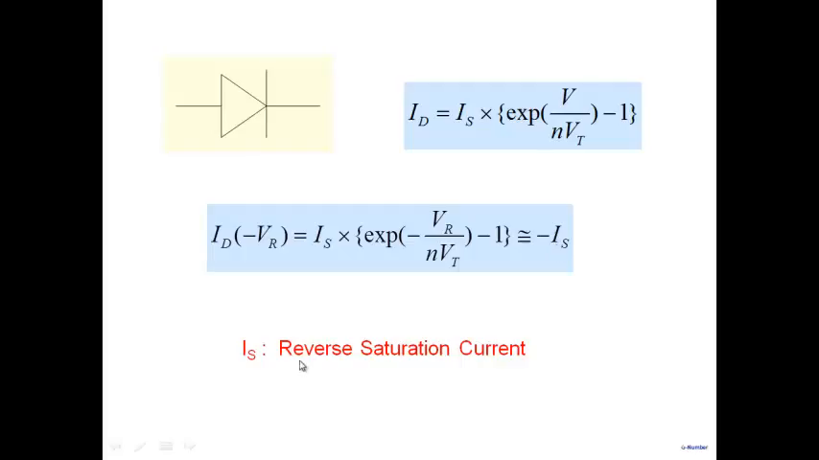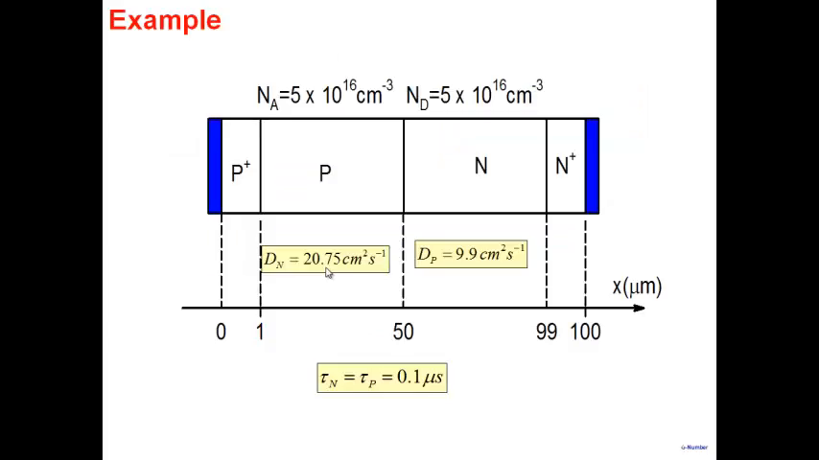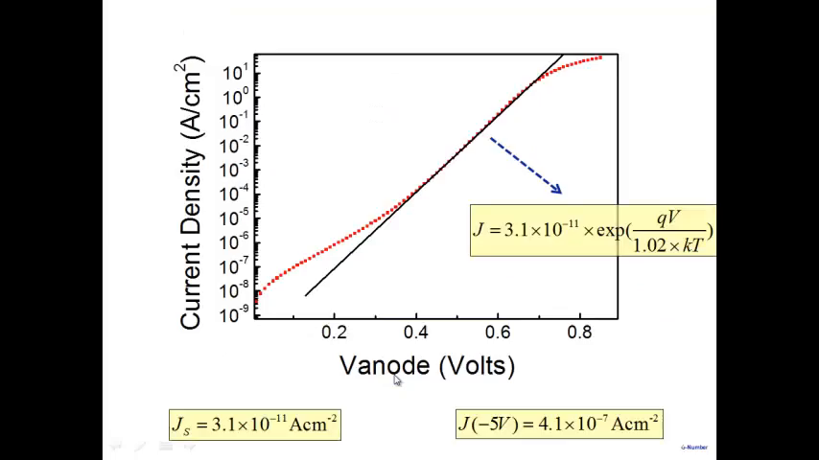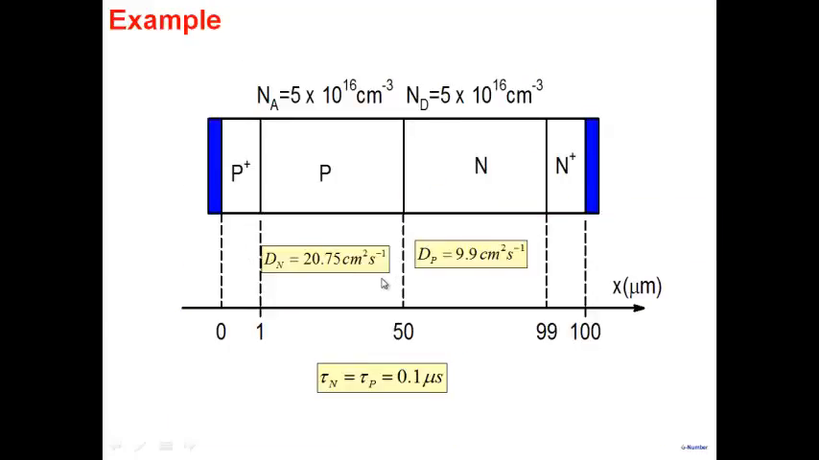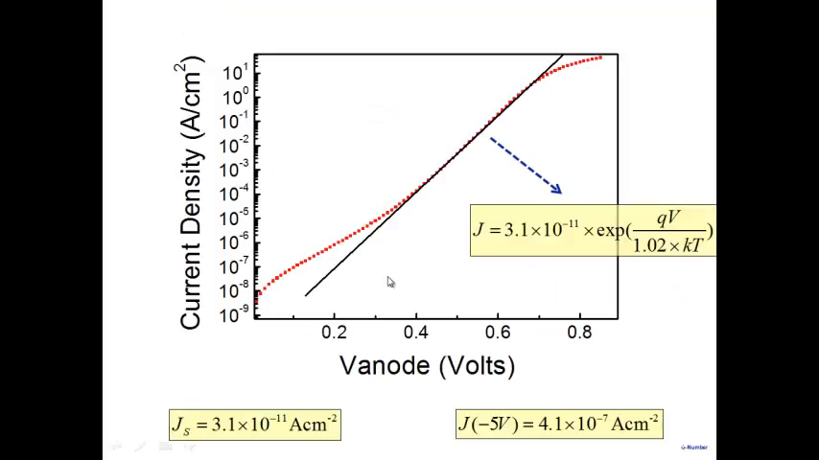And that's a misconception. Why is it a misconception? Well, let's look at this example. This example we've been considering, our symmetrical PN junction, 5 times 10 to the 16 here and 5 times 10 to the 16 here. DP is the diffusion constant here, DN is the diffusion constant, tau N and tau P, all these are given here. This is the IV characteristics I'm showing you right now, obtained from simulation.